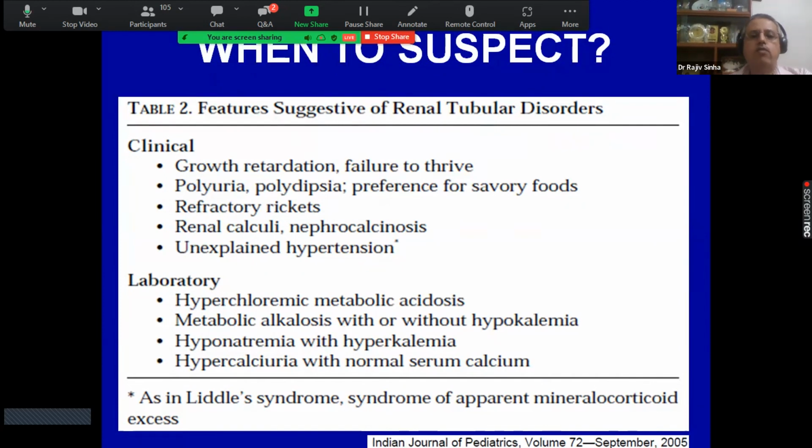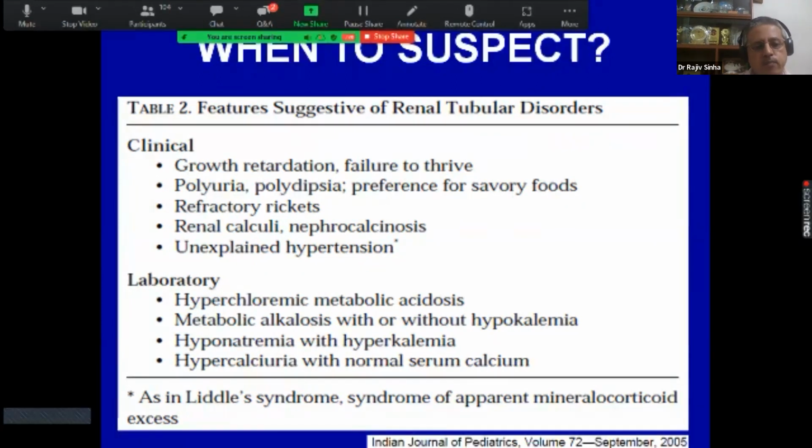I'm sure all of you will agree that this is the most important slide for the next 30-35 minutes: when you suspect a renal tubular disorder. Clinically, if a child presents with failure to thrive, growth retardation, polyuria, polydipsia, refractory rickets, renal calculi particularly with a family history, nephrocalcinosis, or unexplained significant hypertension, and the child is young, less than 5 or 6 years, then you should start thinking of renal tubular disorder.